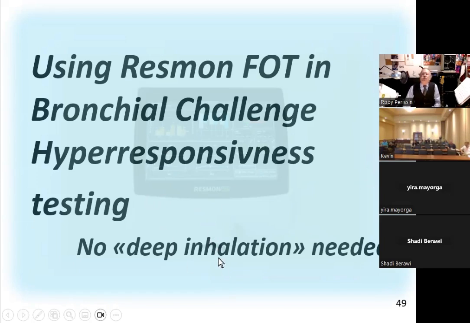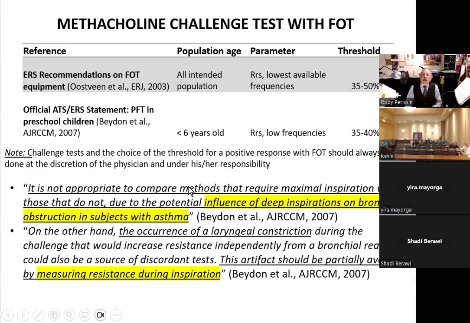The important point of doing bronchial challenge using oscillometry instead of spirometry is that tidal breathing avoids the deep inhalation, which is a confounding factor. With spirometry, you do a deep inhalation, then give methacholine or histamine, then another deep inhalation, and then methacholine. Here you don't need that. And there are thresholds published by the ATS and the ERS for a positive response to bronchial challenge.